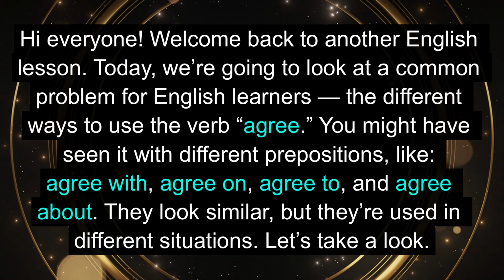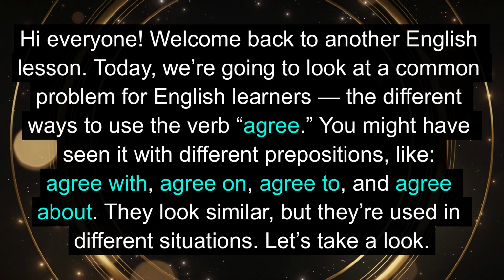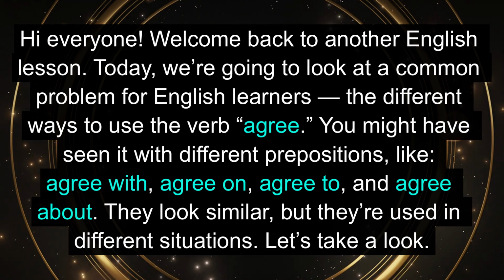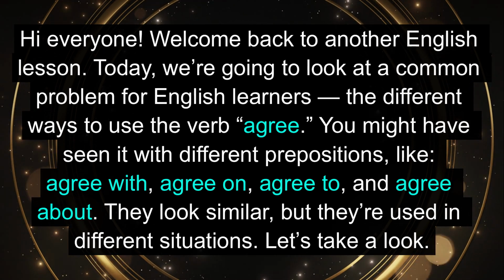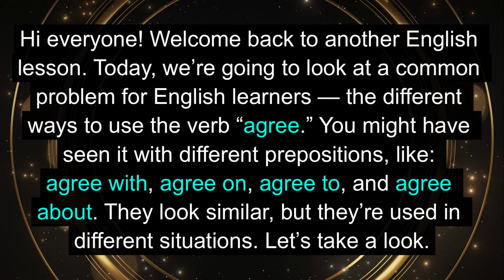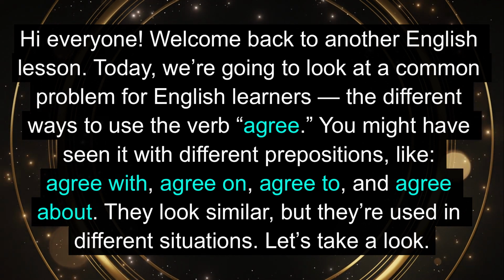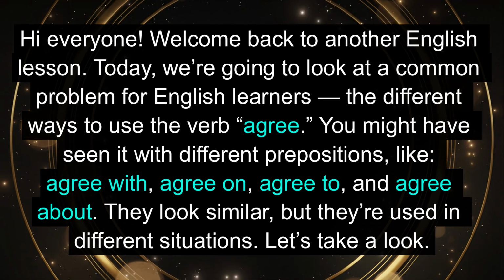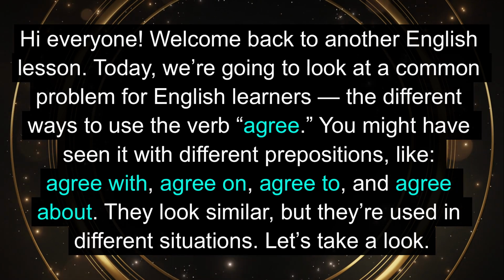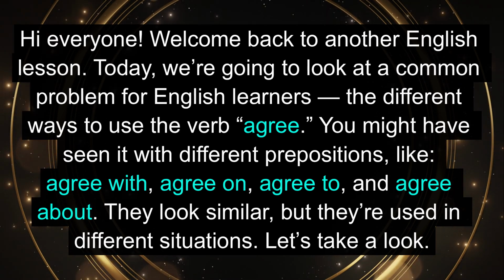Today, we're going to look at a common problem for English learners: the different ways to use the verb agree. You might have seen it with different prepositions like agree with, agree on, agree to, and agree about. They look similar, but they're used in different situations. Let's take a look.